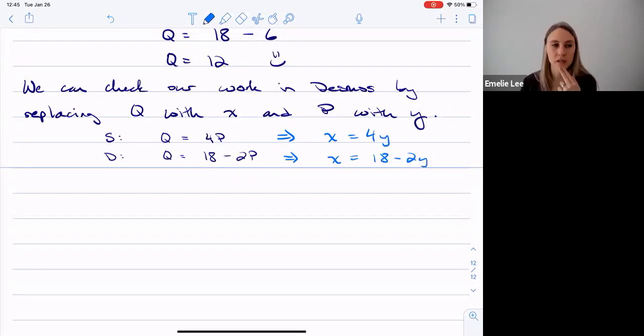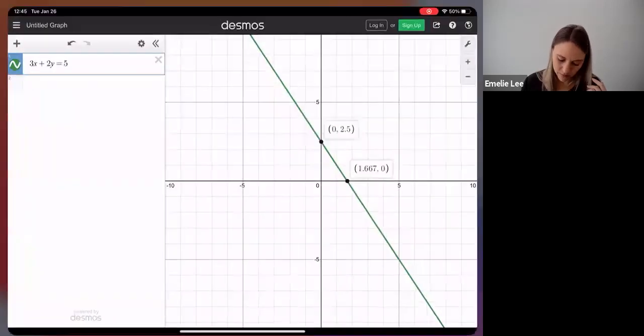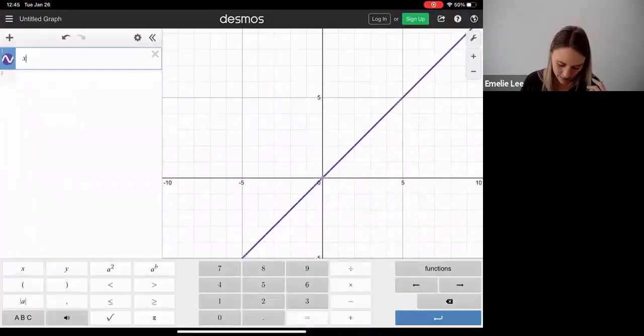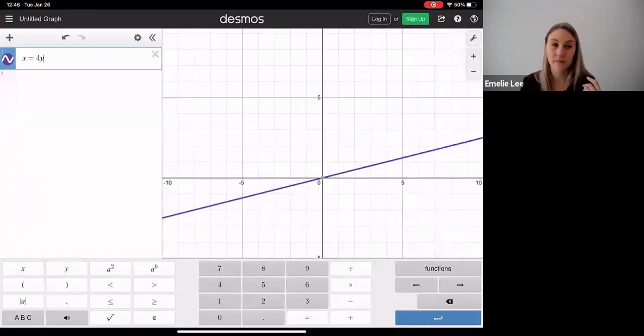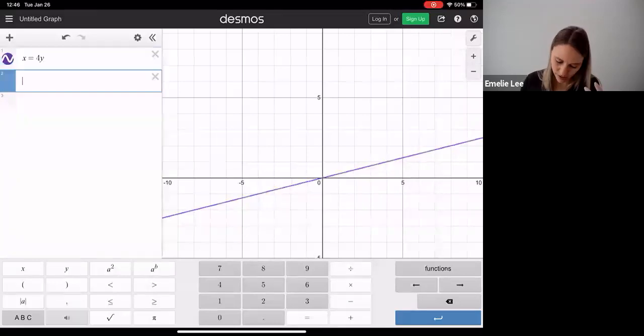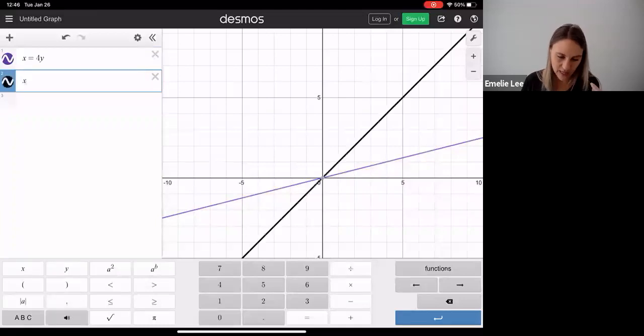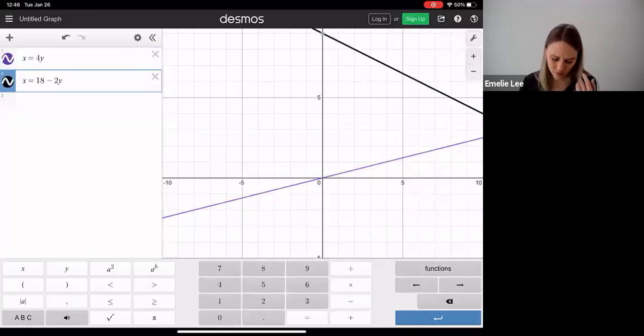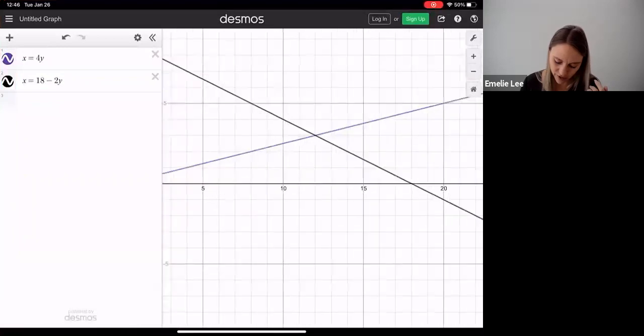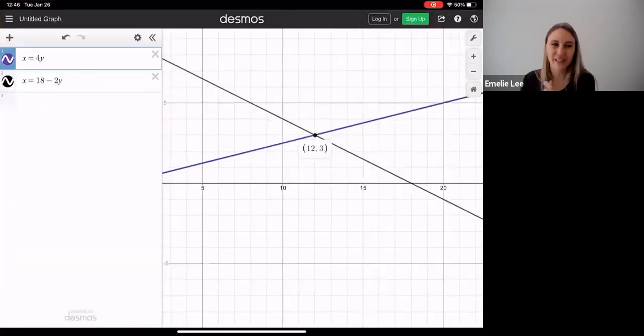So here we go. X equals 4y. That's one line. And I could have gotten you to draw these supply and demand curves. We're not doing that this term. The second line is X equals 18 minus 2y. Is it 2y? Let me just check. Yeah. So it looks like my point of intersection is over here. And when I click it, whoa, I get X is 12, that's my quantity, and my Y is 3, that's my price. Looks like things check out.